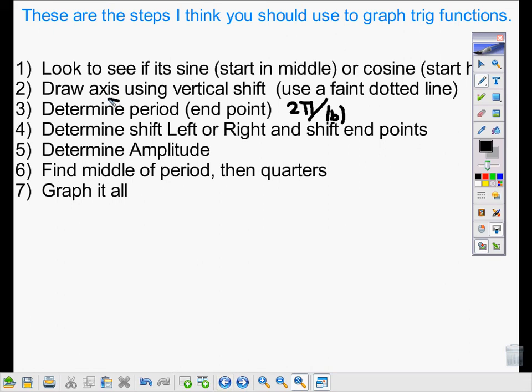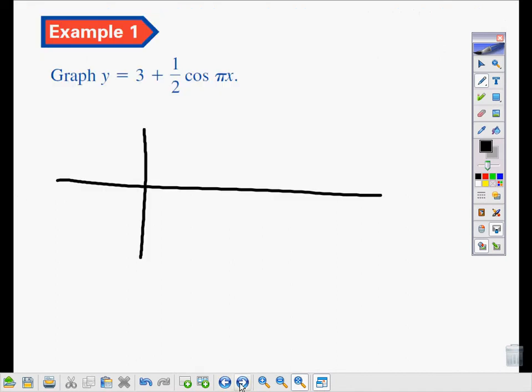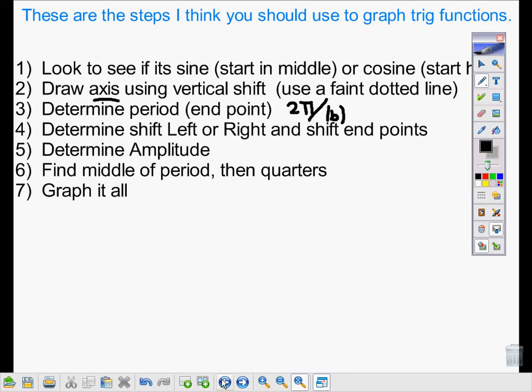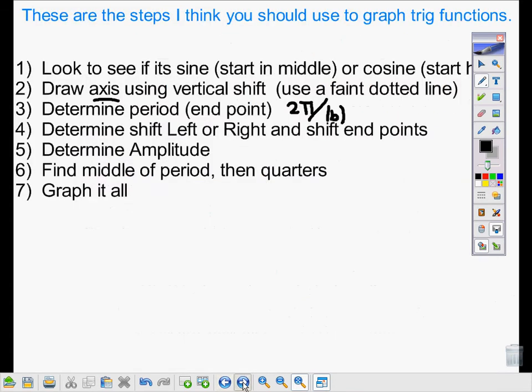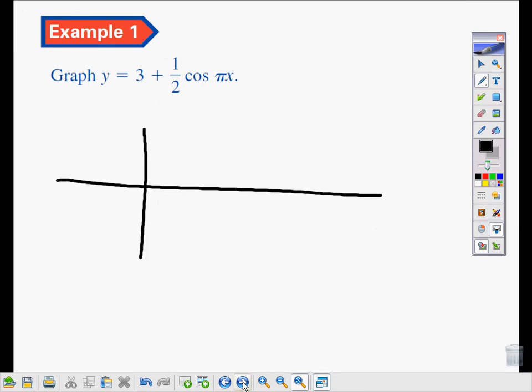When I say axis here, that means middle of the graph, and we're going to just do it with a little faint line. So I'm going to go back one more time. The vertical shift, one more slide back, was the K. This number way out back. So looking at this one, do I have a number way out back? No. Be careful though. I don't have a 1, because then it would be changed.